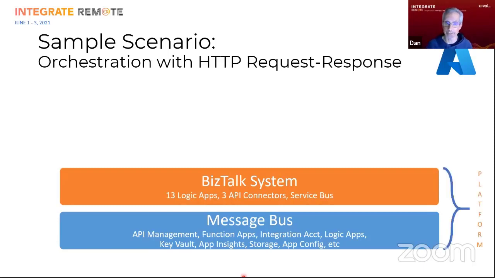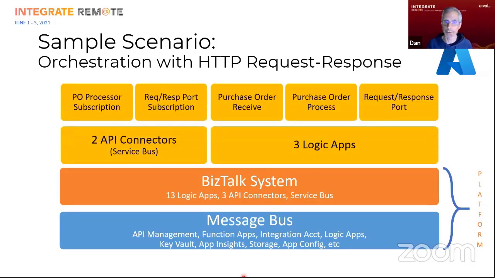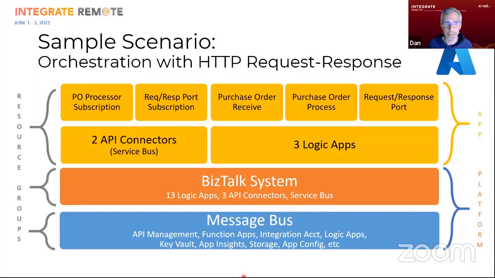And that gets deployed with any application that you do. Now, the specific application that we deploy in this case is going to be broken down into 3 logic apps: purchase order receive, process, and then a request response port to manage that. And just 2 API connectors to service bus. And that's it. That's the application part of it all. And this is deployed into 3 separate resource groups. So these bottom 2 resource groups you always get with the application. That's the foundational stuff. And then you have the application itself in its own resource group. So with that, let's have a look at the real thing.